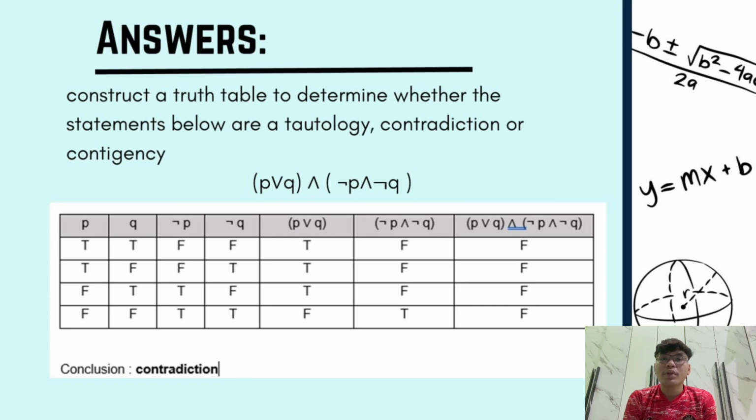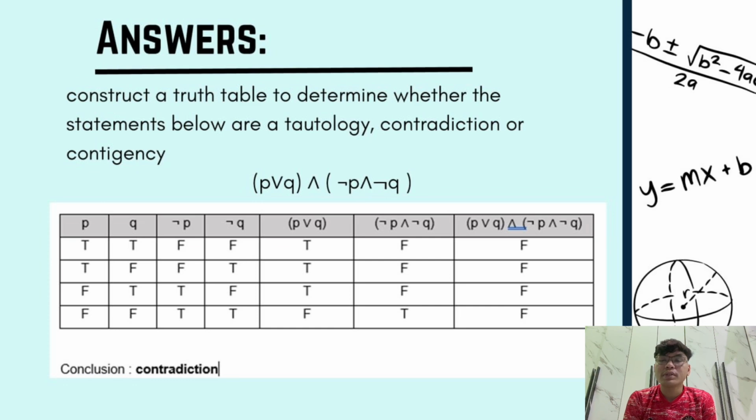As you can see, we construct a truth table to determine whether the statement is a tautology, contradiction, or contingency. So first, P, true, true, false, false. Then Q, true, false, true, false. Then not P, false, false, true, true. Then not Q, false, true, false, true. Then P or Q, true, true, true, false. Then not P and not Q, false, false, false, true.